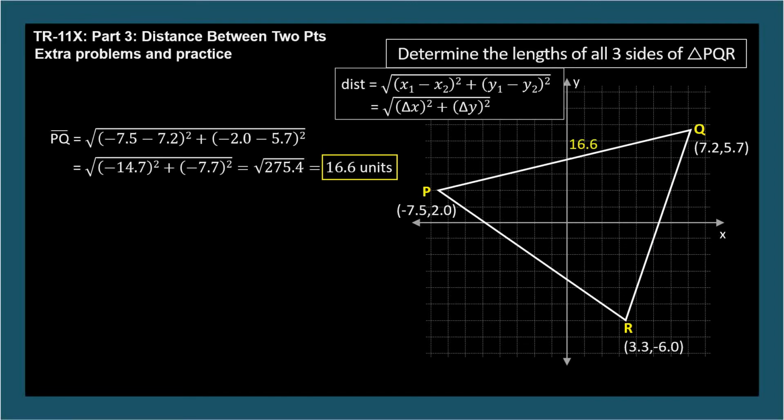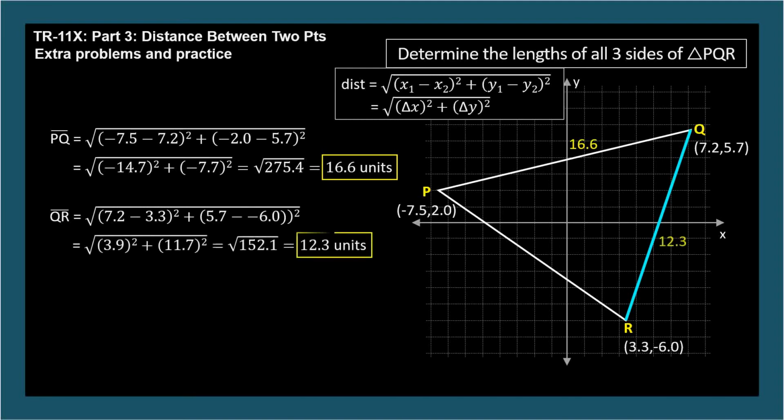Now line segment QR. The length is 12.3 units. And for line segment RP, the length is 13.4 units.